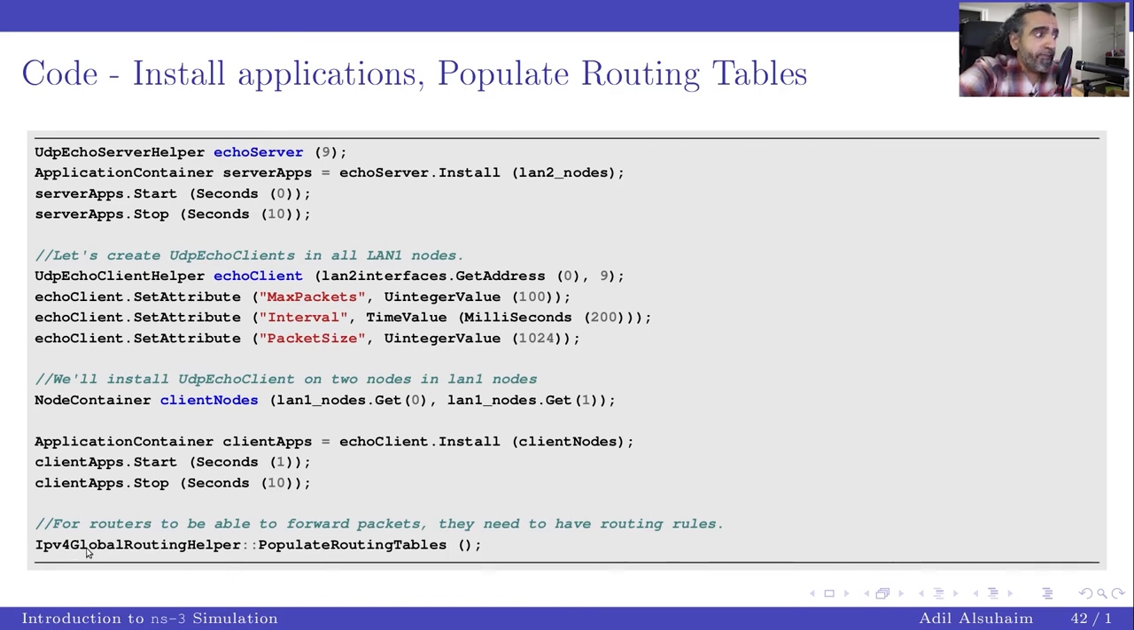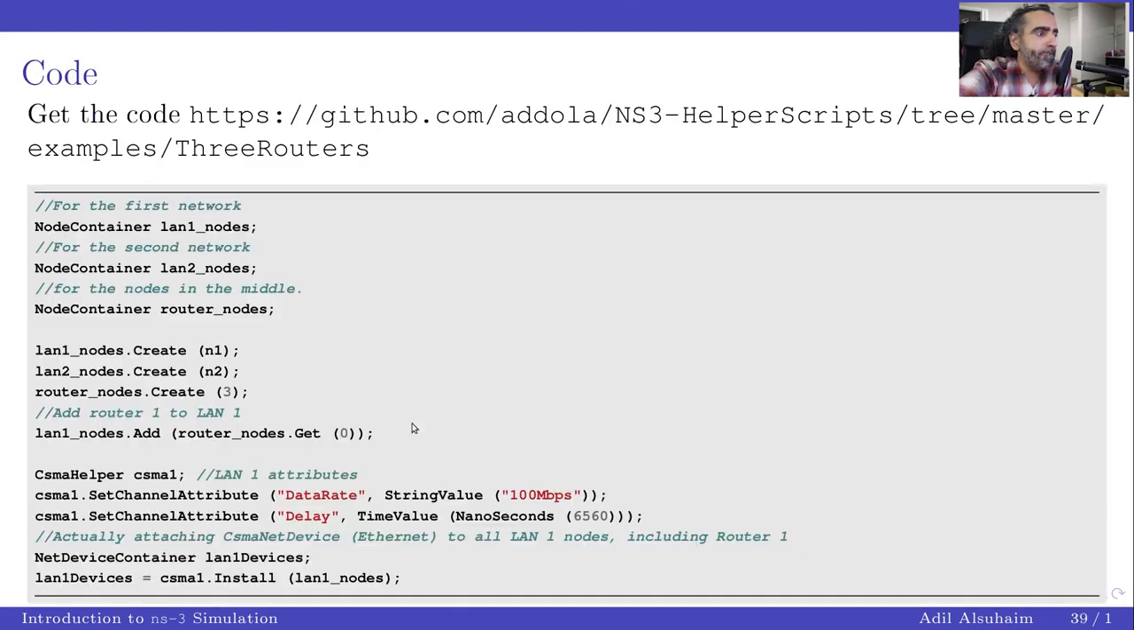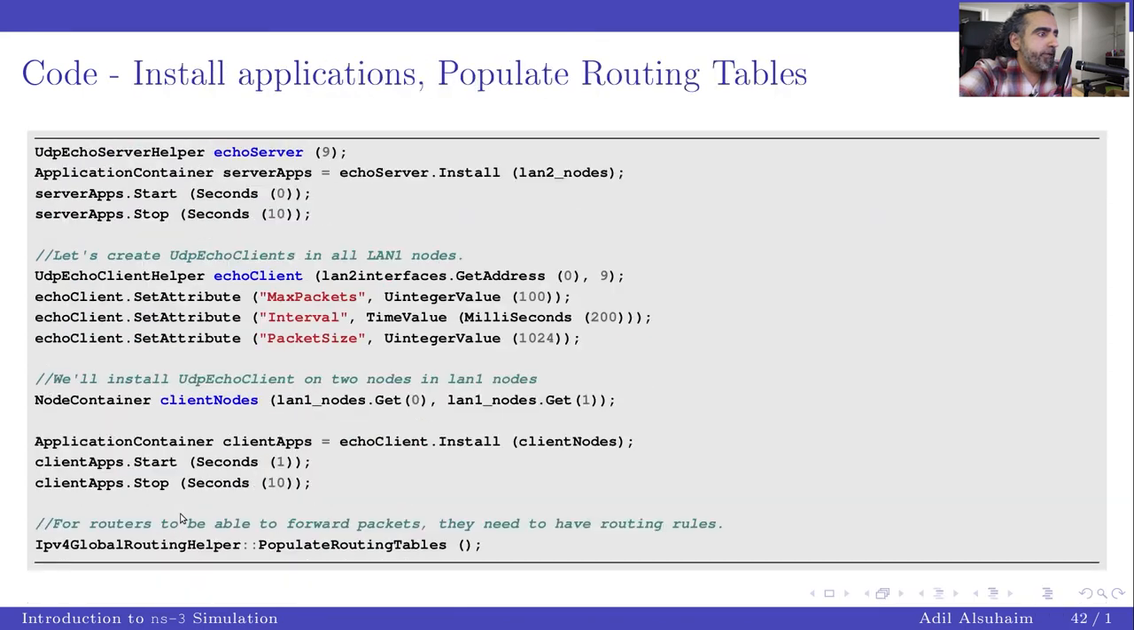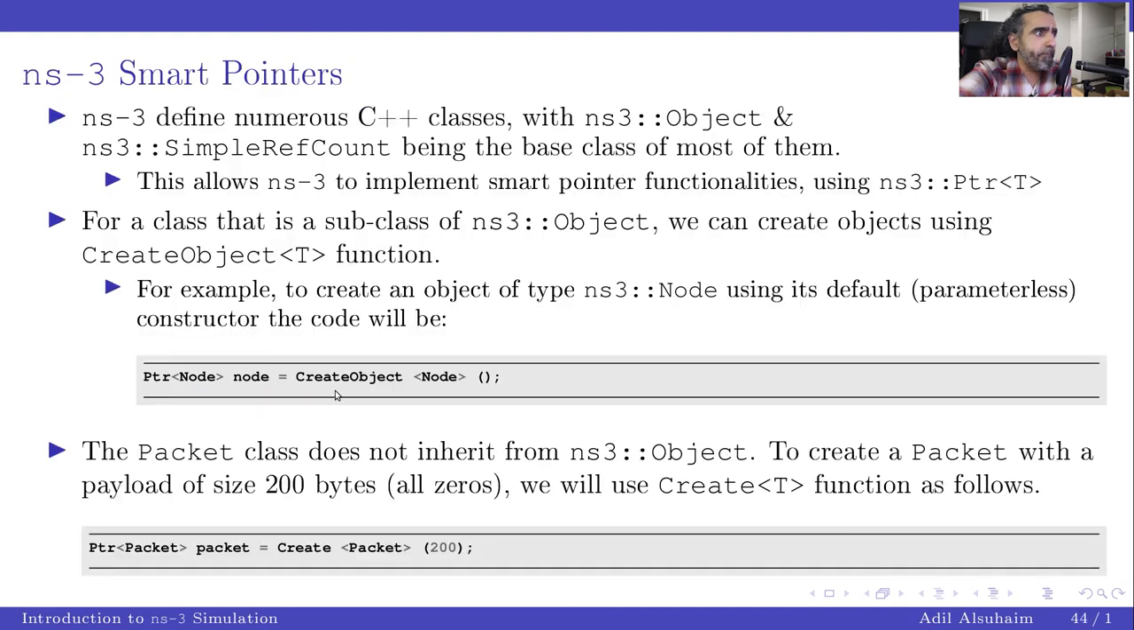We also need to do the IPv4 global routing helper, populate routing tables, because packets are routed. You need to populate the tables within the routers on how to route the packets. Remember, it's possible to have more point-to-point net devices going to different networks and so on. And basically, you're ready to go. You can enable PCAP, packet capture, and you will generate PCAP files that you can examine with tcpdump, or maybe with Wireshark. All right, so this is the example.